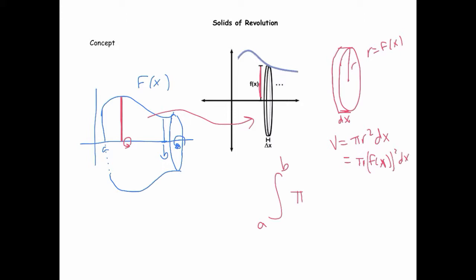So we end up taking one disk, analyzing it, getting its volume, and then adding up the volumes of all those disks as x goes from A to B. And that will produce the actual volume of that solid of revolution. So let's do an example now.